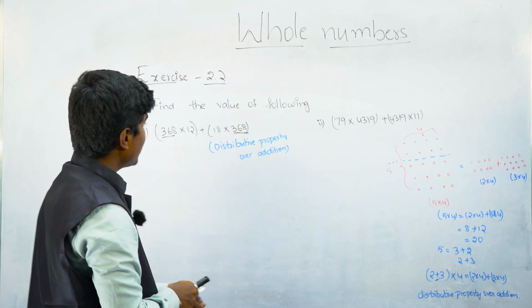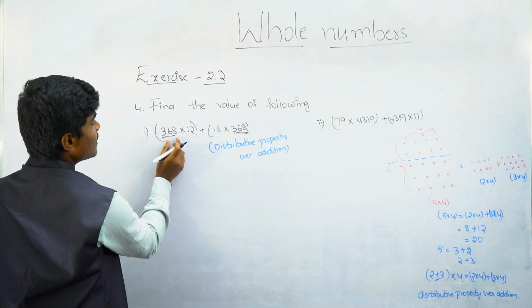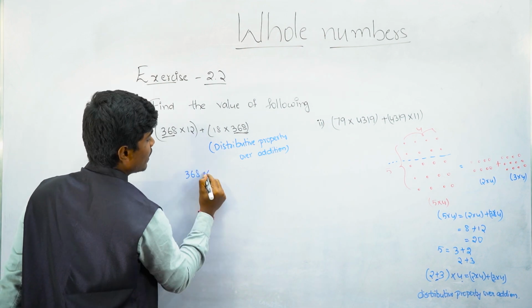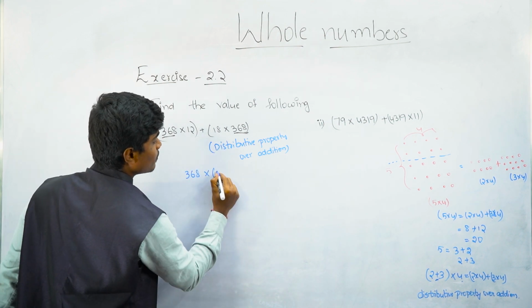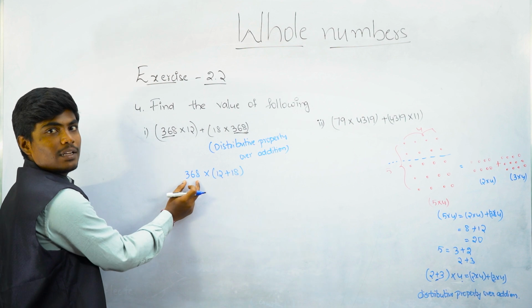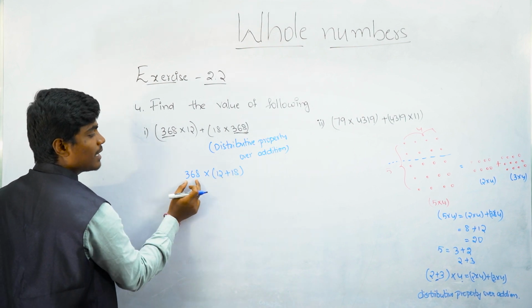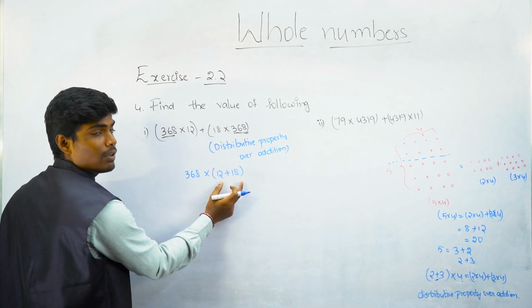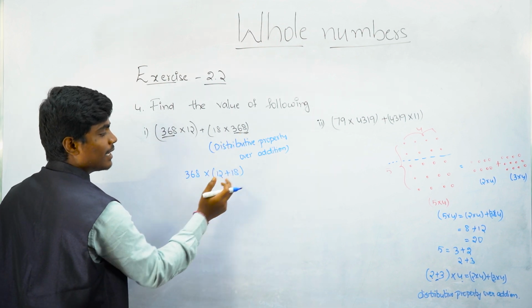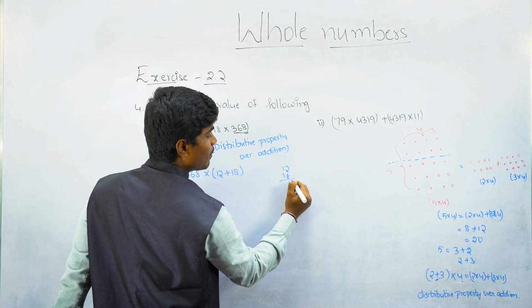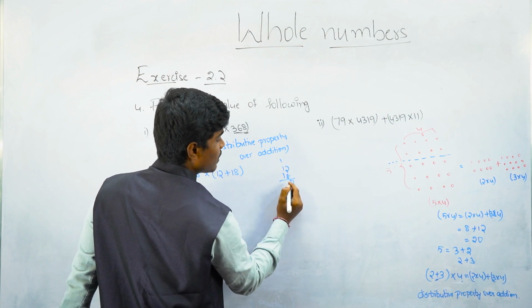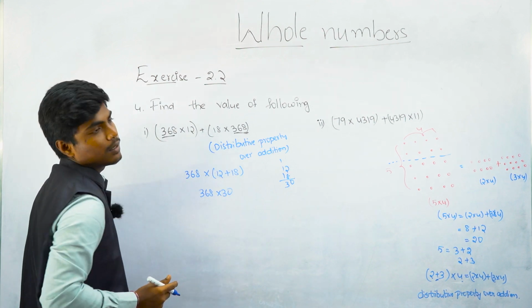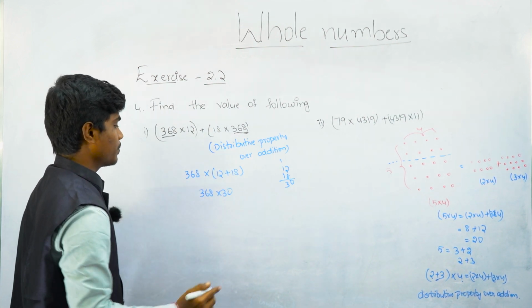In the same way, here he distributed 368 over addition. How can we write this pattern? 368 into 12 plus 18. See here, 368 is distributed to both numbers. 368 into 12 plus 368 into 18. First we will find the value of 12 plus 18. 8 plus 2 is 10. 1 plus 1 plus 1 is 3. So 368 into 30. Now let's multiply this.